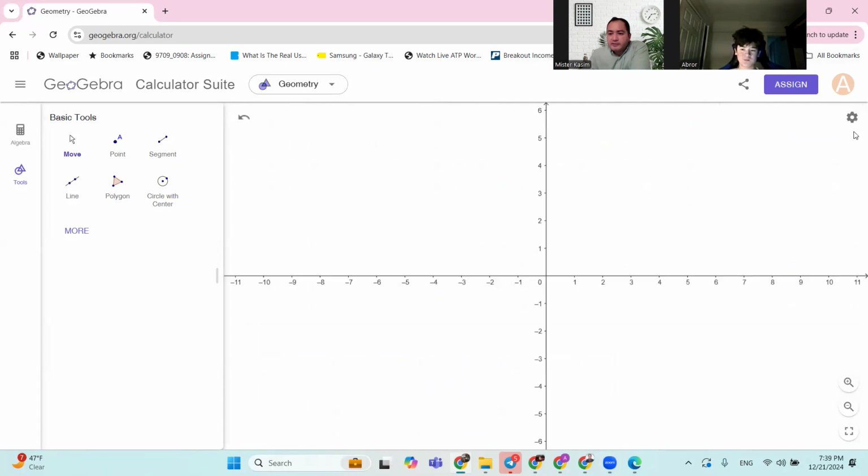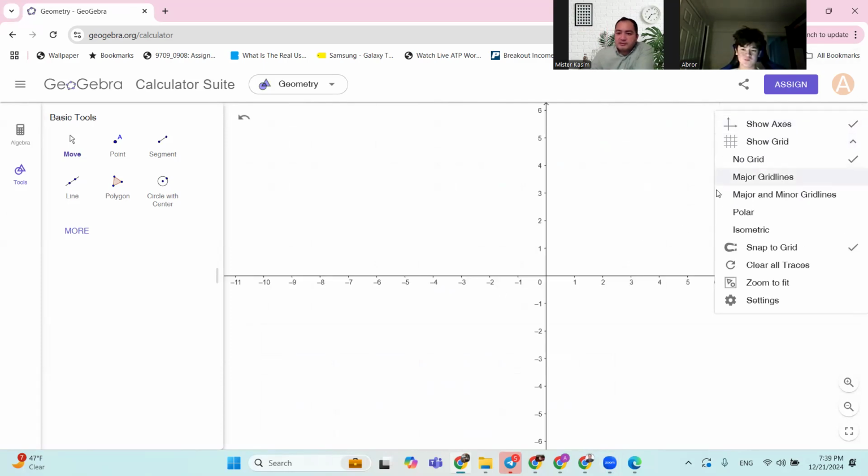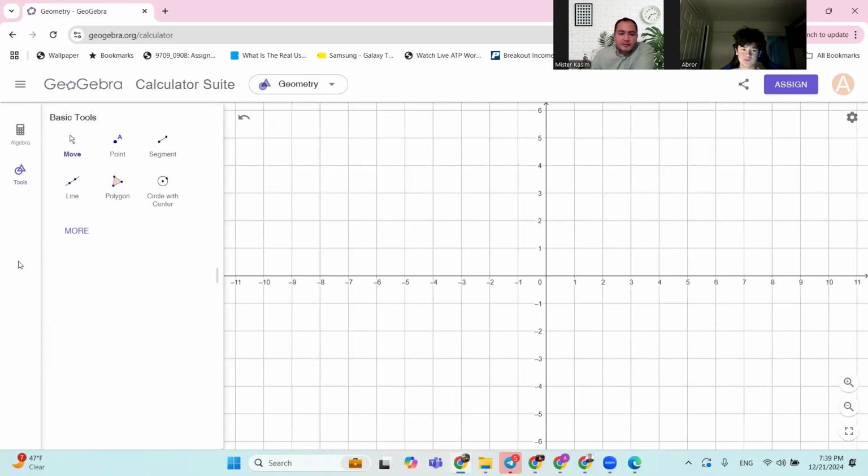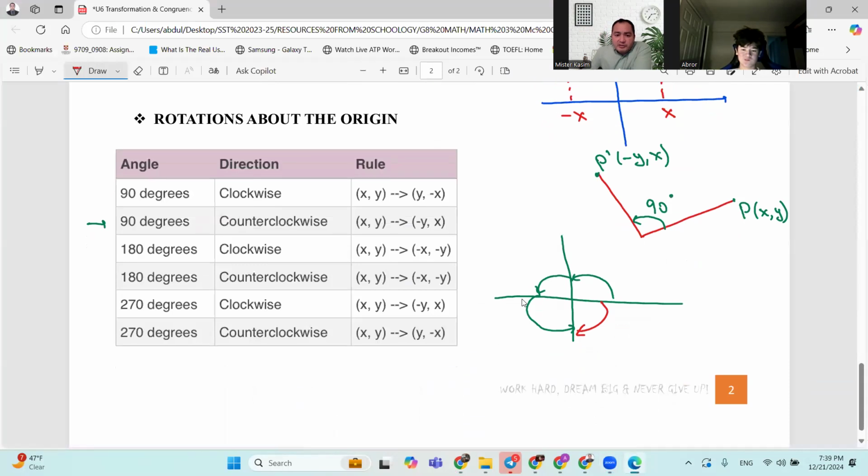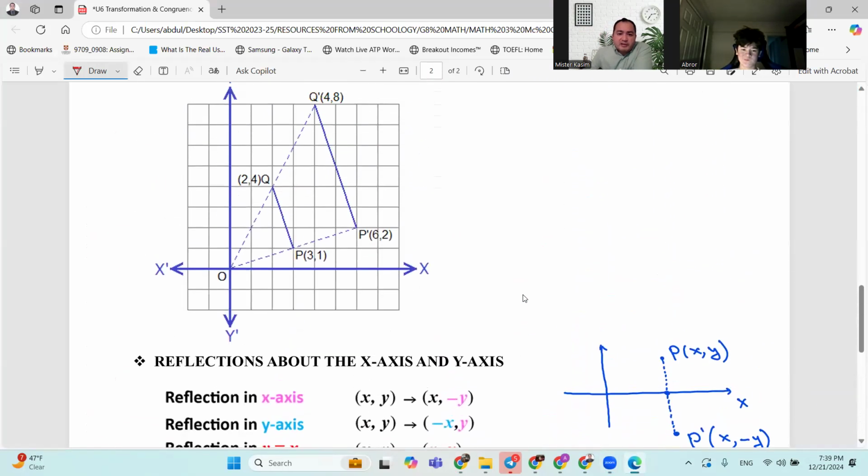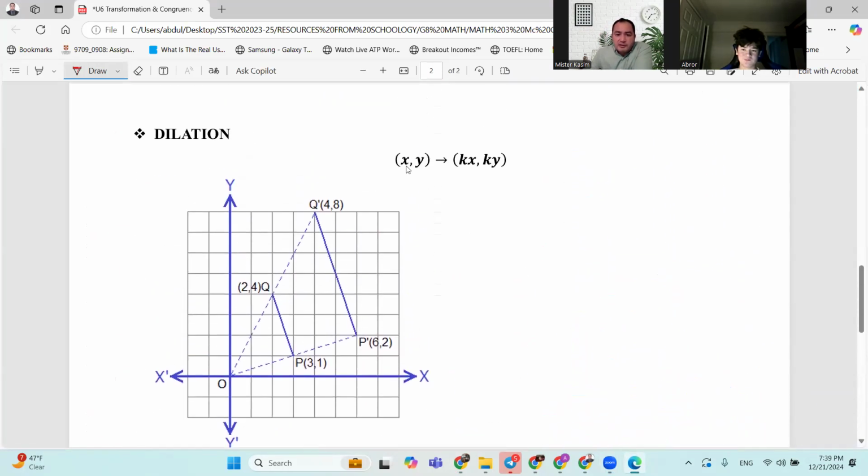All right. For dilation, Abdullah, if you are dilating or enlarging something, we multiply each coordinate x, y by some scale factor k. So if k is greater than 1, the figure gets bigger. If it is between 0 and 1, it gets smaller.